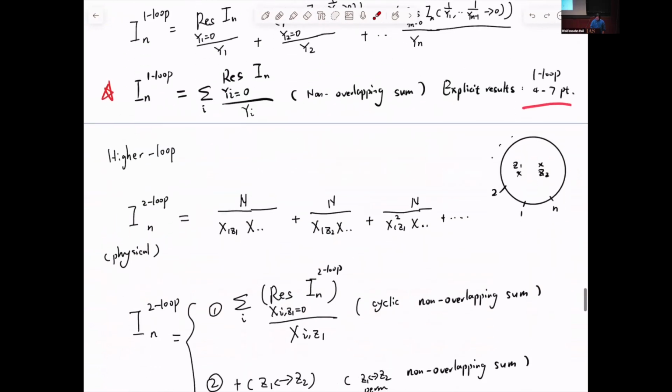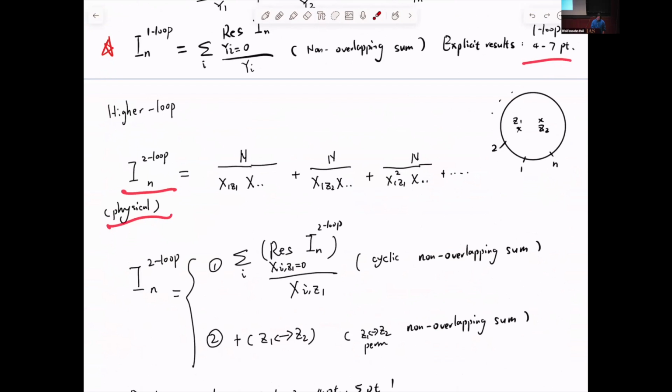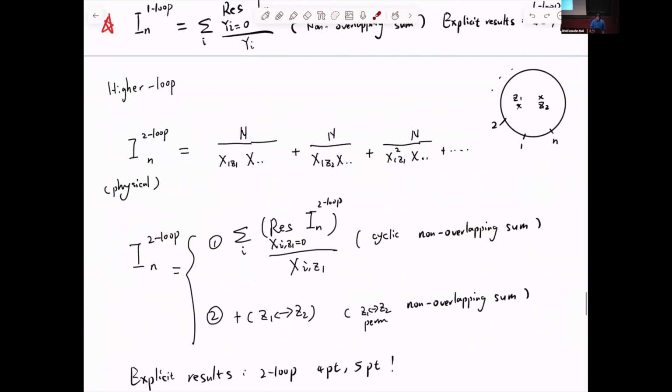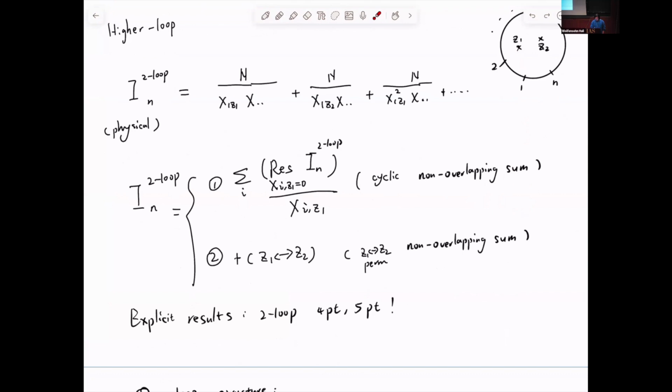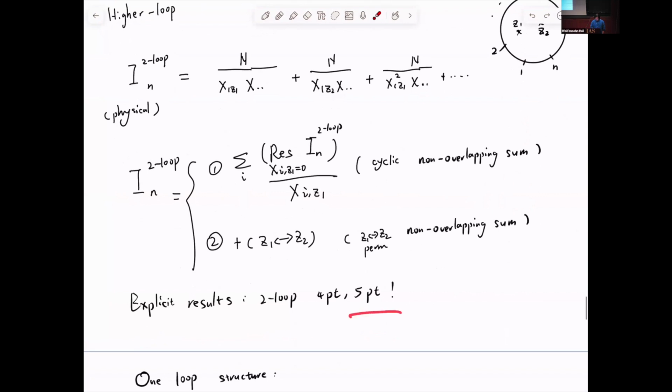For higher loops, for example at 2 loops, if you are just interested in the physical integrand, up to scaleless terms, you can use the same method to calculate the rest of the single cut. Now, once you cut one single cut, it becomes an n+2 one-loop integrand. So if you already know the result for the one-loop integrand, you can use a similar method to reconstruct your two-loop integrand. Here we use the same method to calculate up to 5 points.